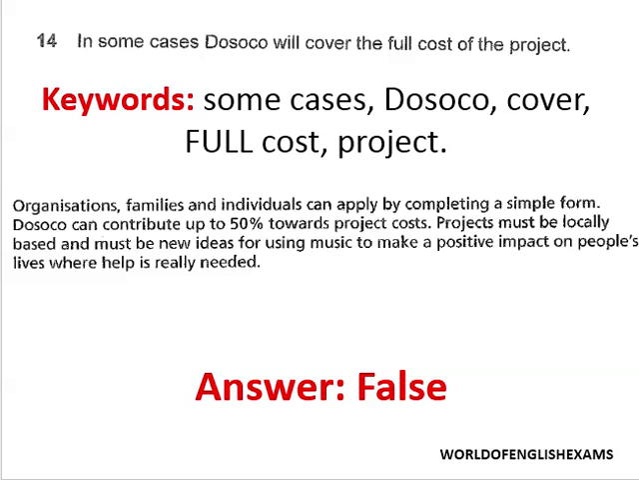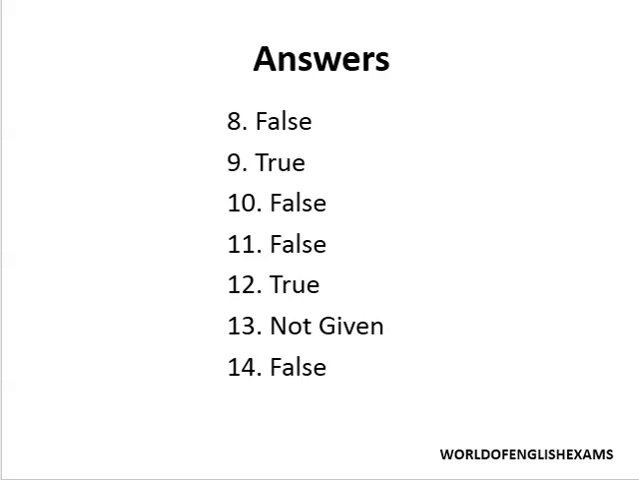So now I'm sure everybody has understood how to answer true, false, not given. And for your ease and convenience, here is the answer key. False, true, false, false, true, not given, false. So this is how you answer the first 14 questions from Cambridge IELTS 14 General Training Reading Test 3.